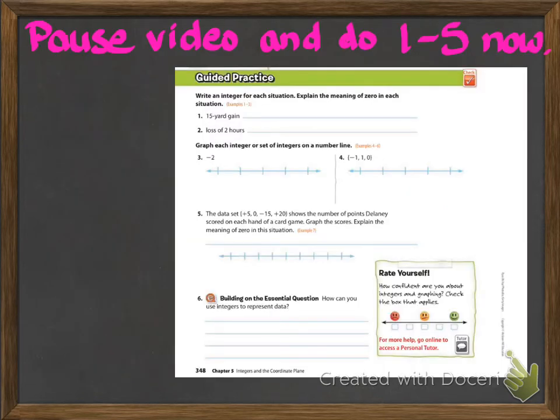All right, so here's what I want you to do. I want you to work on questions 1, 2, 3, 4, and 5. On these, you are simply giving me the integer, and then telling me what 0 means real quickly. Once you finish these 5 simple questions, which I honestly think will take you about 2 whole minutes, if that long, go ahead and keep watching the video because we're about to get into section 5.2.